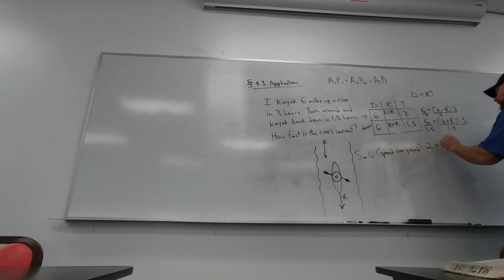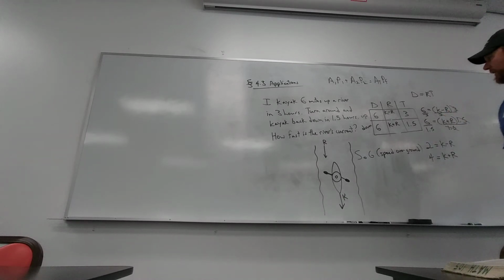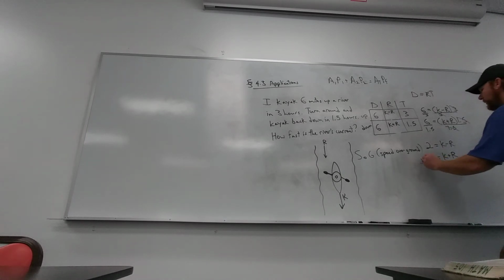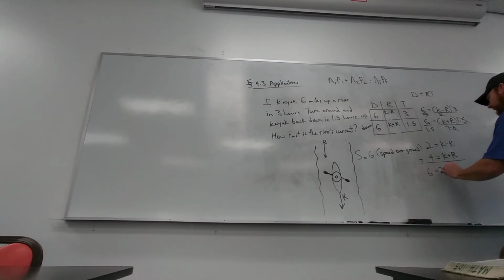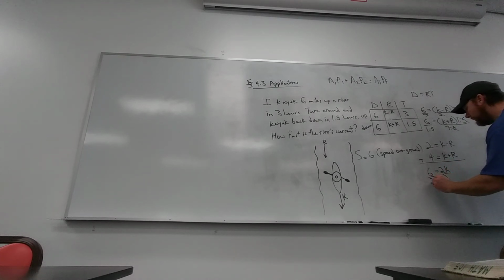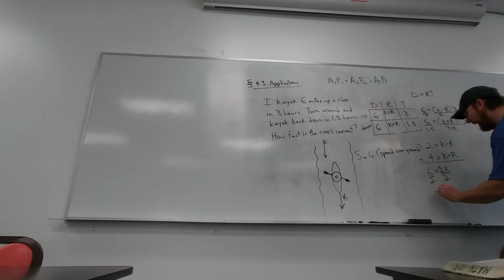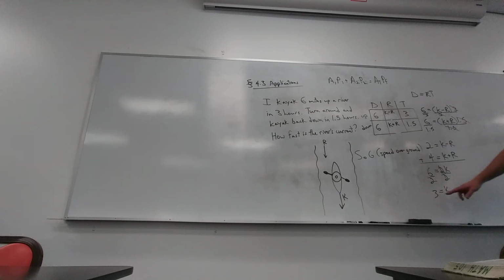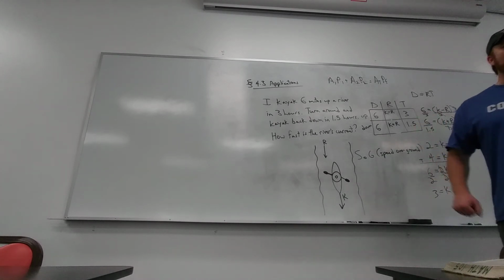6 over 3 is 2 equals K minus R. 6 over 1.5 is that 4 we talked about, equals K plus R. Because what happens on the right? Everything cancels. Then you get these two nice nifty equations. All you got to do is add them together. 2 plus 4 is 6. The R's cancel and you get 2K. Divide through by 2 and K equals 3. That's how fast I'm paddling. I'm paddling at a rate of 3 miles per hour.